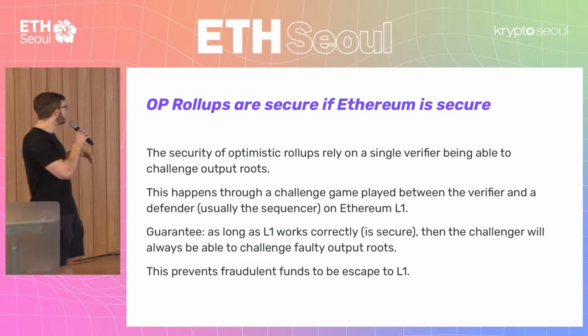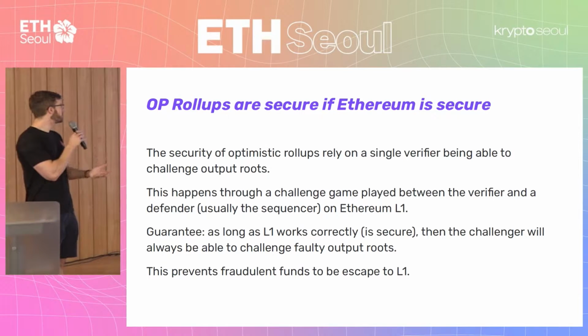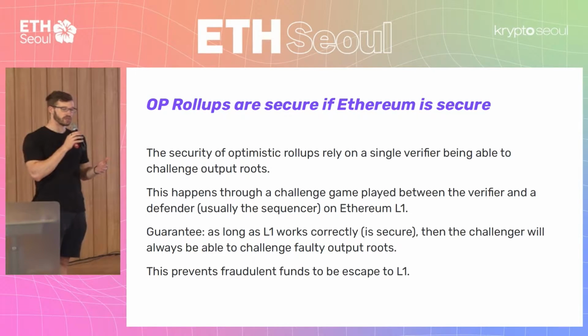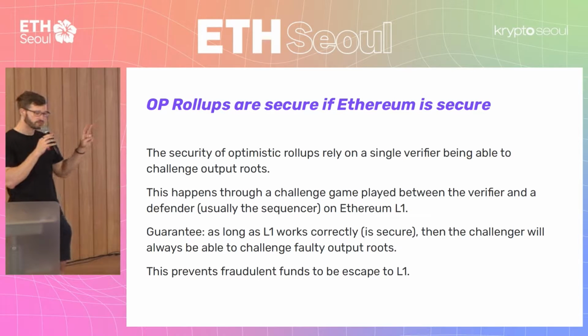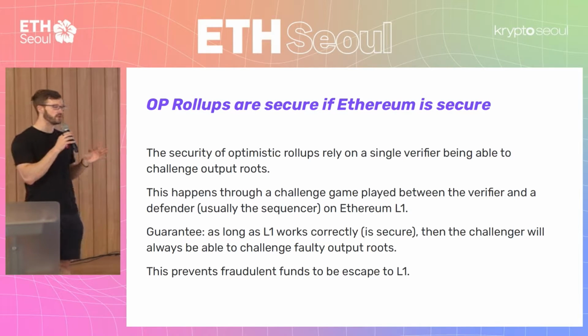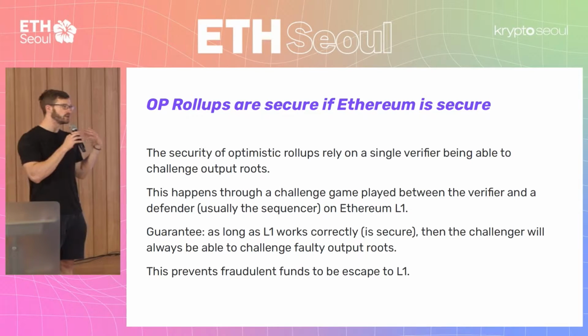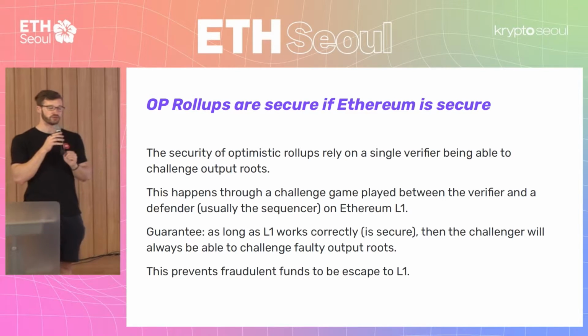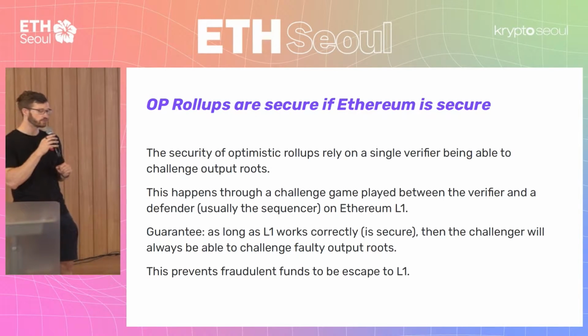So as a recap, optimistic rollups are secure if Ethereum is secure, and we rely on this single verifier. The fault proof is played through something called a challenge game, and it's played between two actors, a verifier and the sequencer. We also sometimes call them challenger and defender, but for simplicity, you can think of them as the verifier that detected the problem and the sequencer that posted the result in the first place that is being challenged.